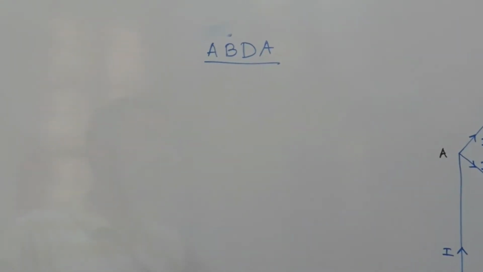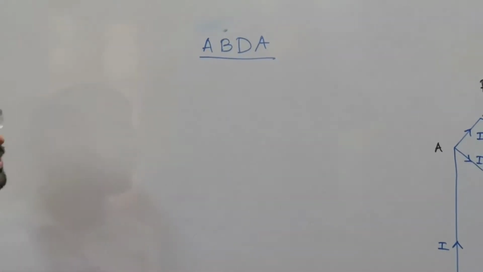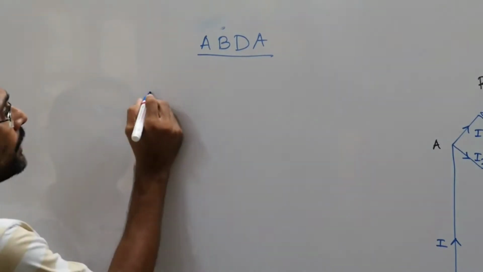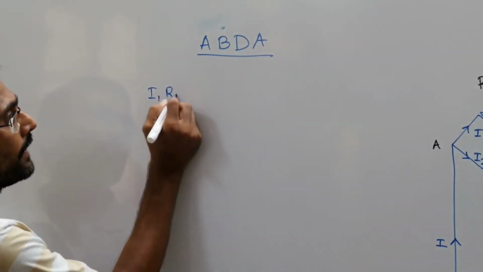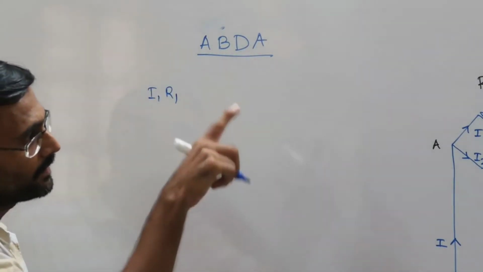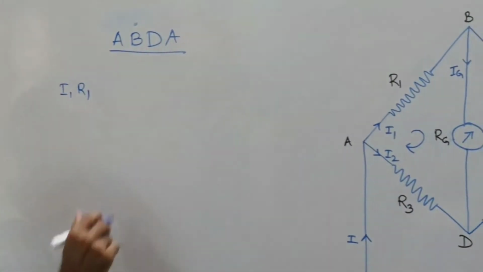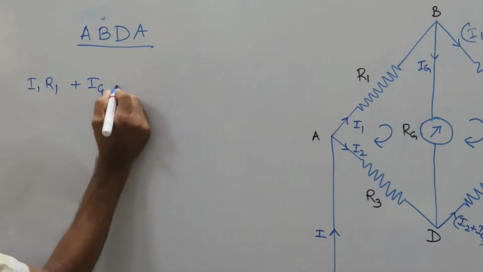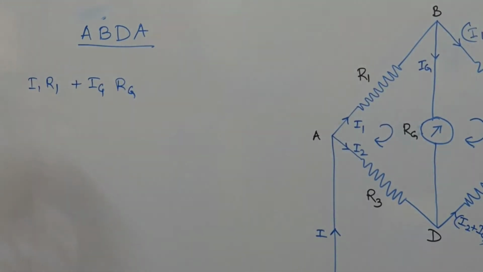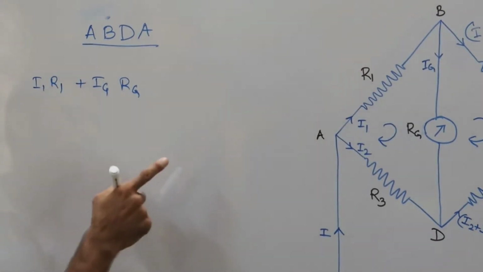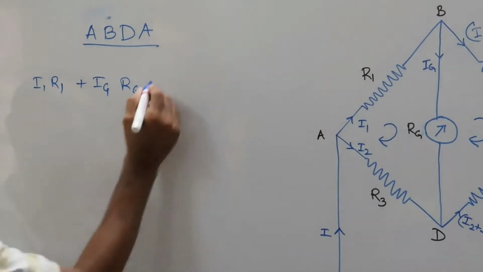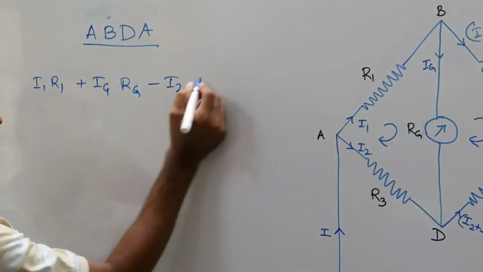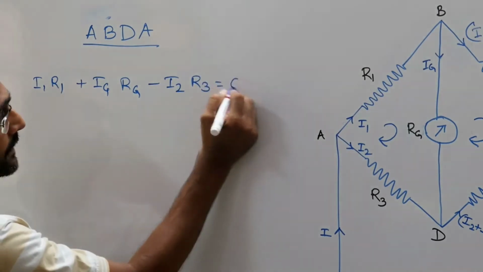As you move from A to B, the direction of the current is also in the same direction. So I will write down the equation that is equal to I1 R1. Across BD, the current is again in the same direction, so it will be plus Ig into Rg. Rg is the resistance of the galvanometer. From D to A, the current direction is reversed, so I will write down minus I2 into R3, that is equal to 0.